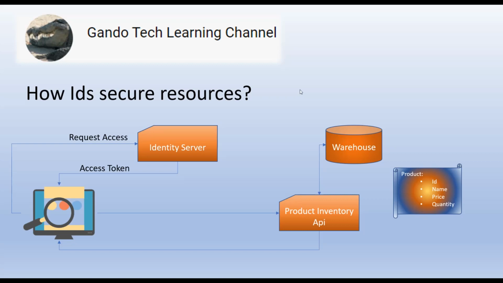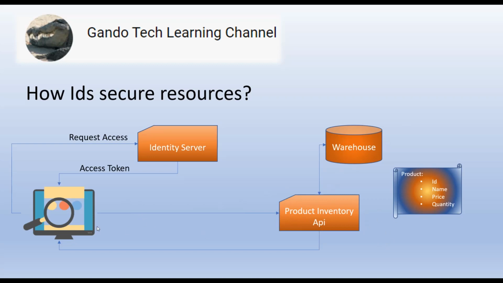So if you have watched the previous video on the REST API, you'll see the architecture is partially the same. The only piece missing from the previous video is the identity server side. In the previous video, we just had clients, the product inventory API, and the warehouse, and we were easily communicating with the API without any restriction, fetching and posting data.